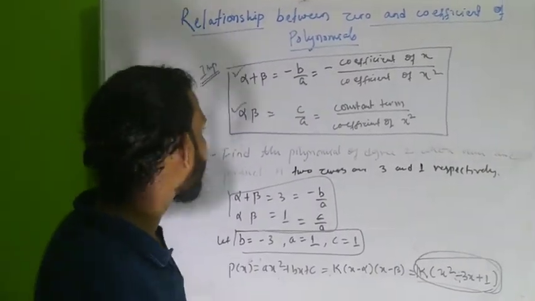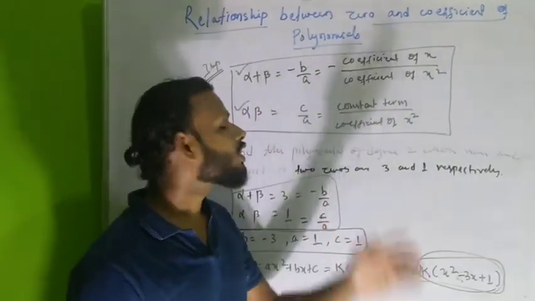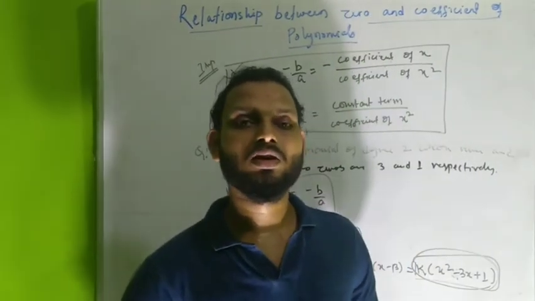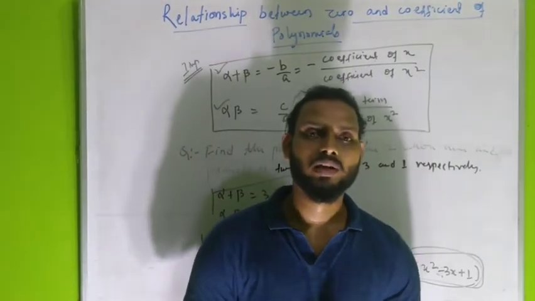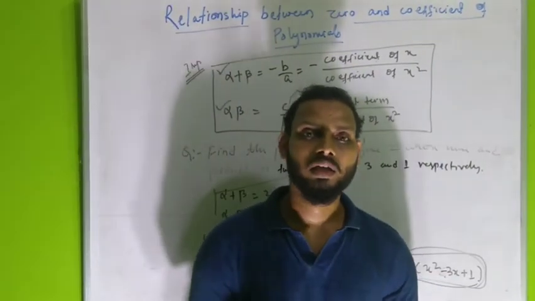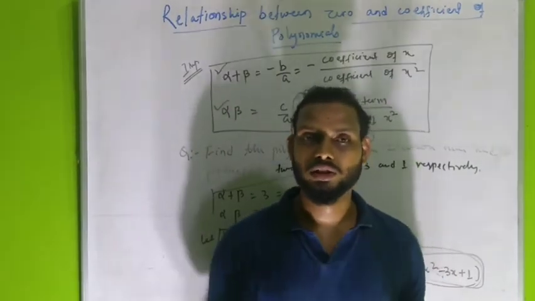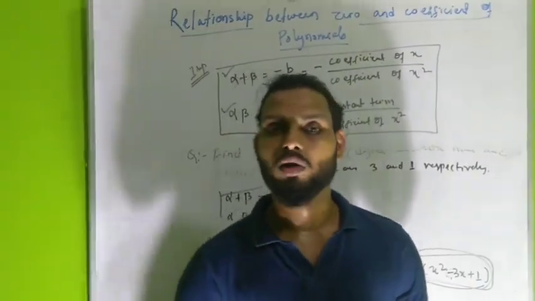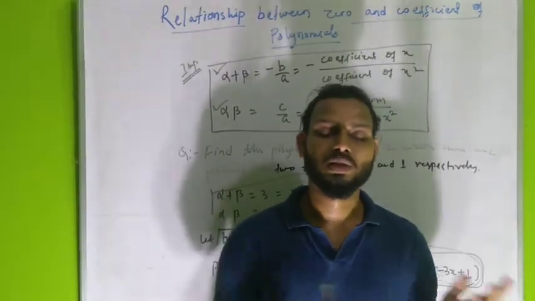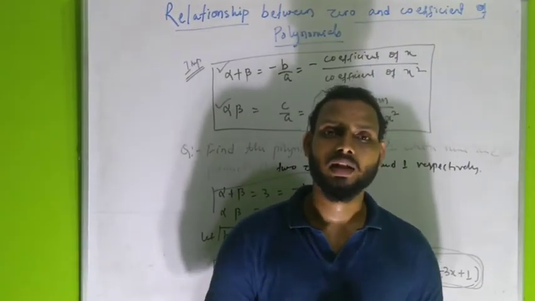Similarly, you can see what the relationship will be between the zeros and the coefficients of the polynomial in the case of a cubic polynomial. This is a task for you. You can check and enjoy the relationship between the zeros and the coefficients of a cubic polynomial. In the next class we will go to the next chapter, and for today it is all about polynomials.